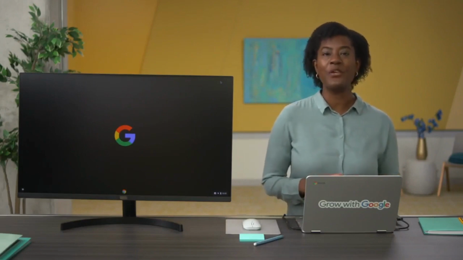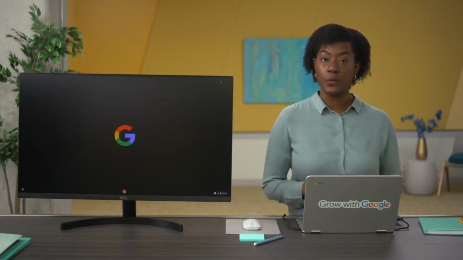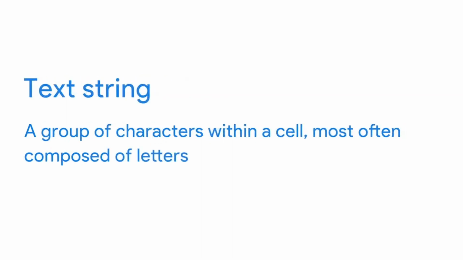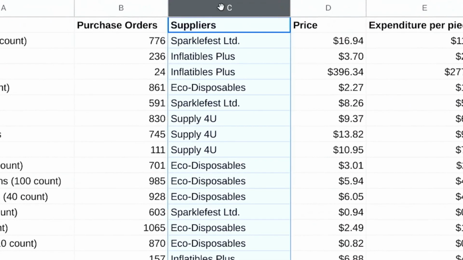In this video, we'll build on what we learned about concatenate and import range by exploring a new SQL query, concat. You might remember that concatenate is a function that joins together two or more text strings. And as a quick reminder, a text string is a group of characters within a cell, most often composed of letters. You've seen how this works within a single spreadsheet. But there's a similar function in SQL that allows you to join multiple text strings from multiple sources, concat. Let's use concat to combine strings from multiple tables to create new strings.